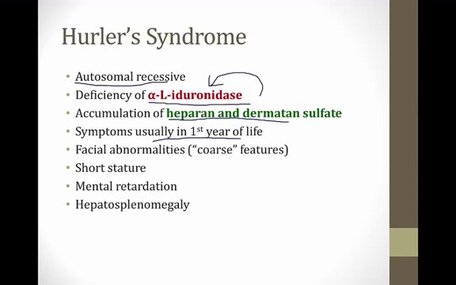One of the most obvious and striking features of Hurler's syndrome are the facial abnormalities. These children are described as having coarse facial features, and if you Google Hurler syndrome, you can see many pictures of children with this disorder. It's very obvious to recognize once you know what it looks like. In addition, they have short stature and mental retardation, and they also tend to have hepatosplenomegaly.